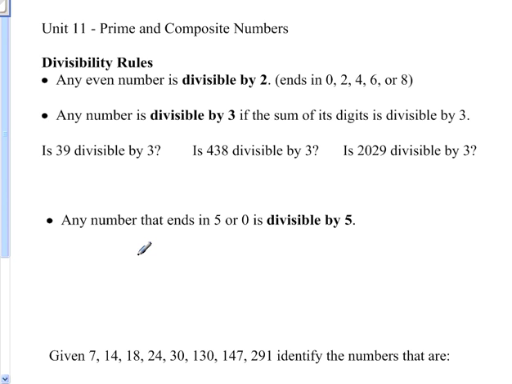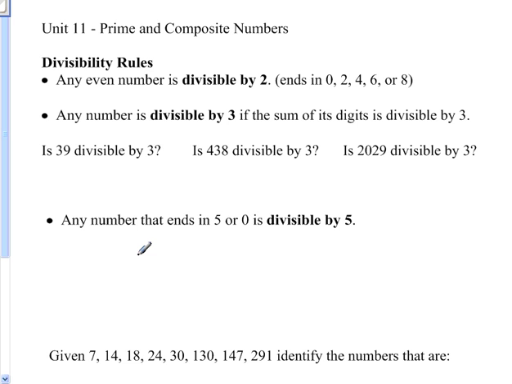All right, in Unit 11, we talk about two basic ideas, prime and composite numbers. And then if a number isn't prime, it means it's composite, how do we factor it? So that's what we want to talk about. Now to begin with, we start off with some divisibility rules.